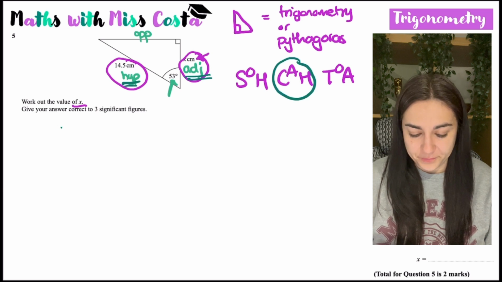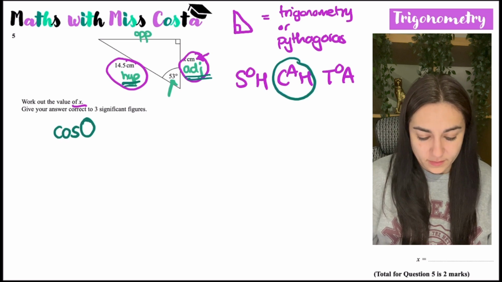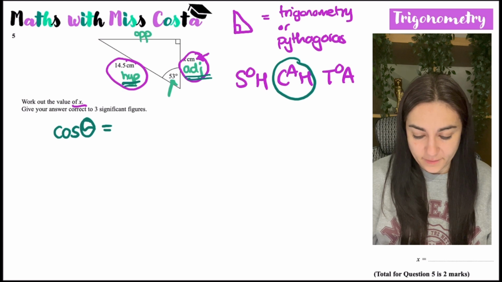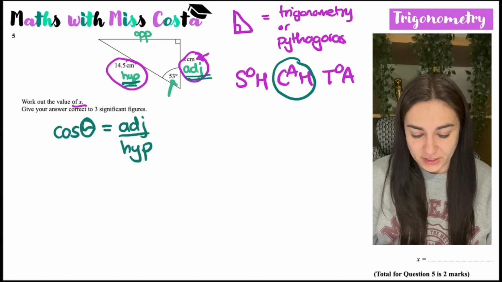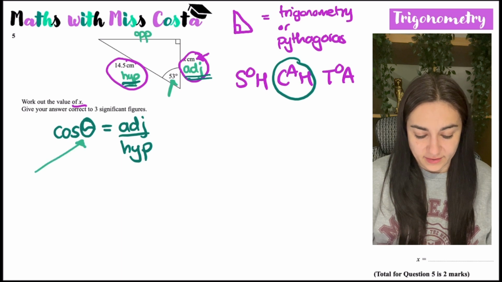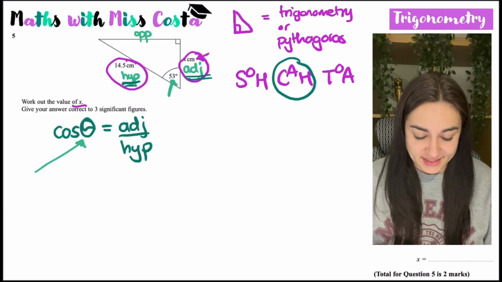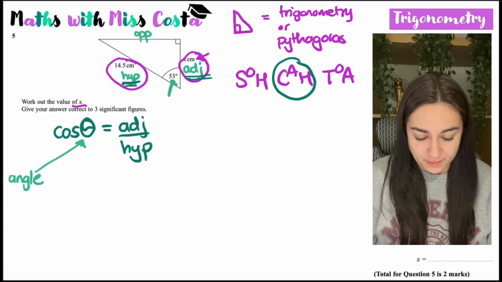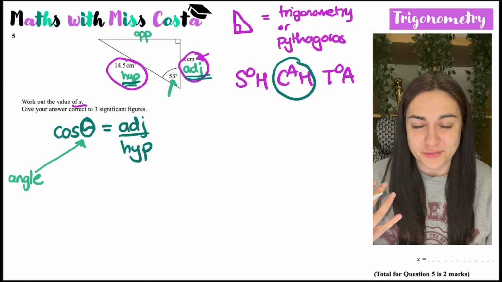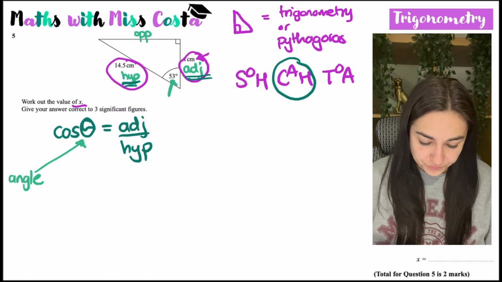That would be CAH. So then I write out the formula, cos theta must equal adjacent over hypotenuse. And I've used theta, you might be using x, it doesn't really matter. Theta is just the mathematical expression for writing an angle.